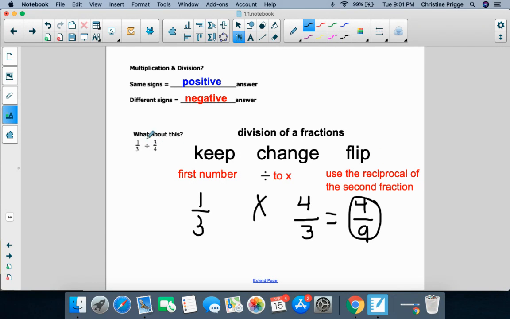So, I guess the way I would look at it is a lot of kids struggle with division. And whenever that division sign pops up with fractions, you're going to have to think, oh, this is a complicated problem. I have to do the keep, change, flip.